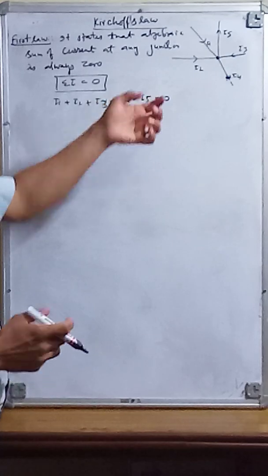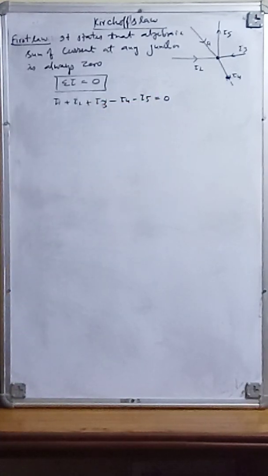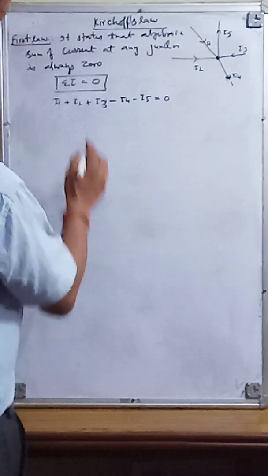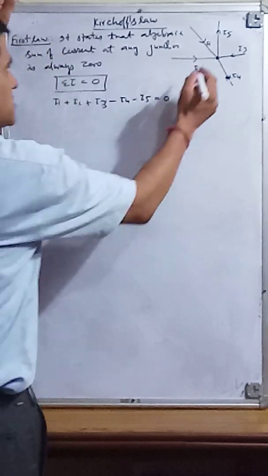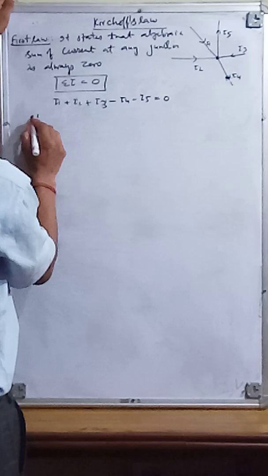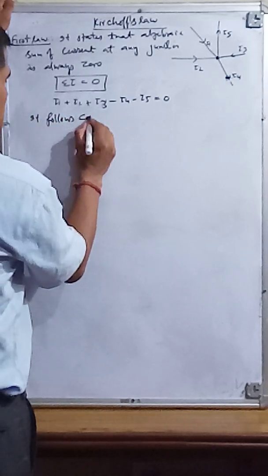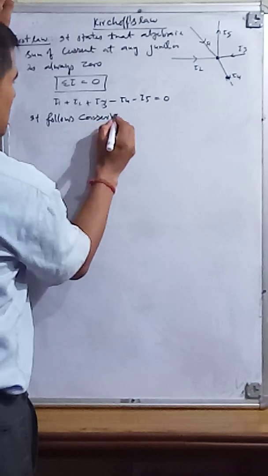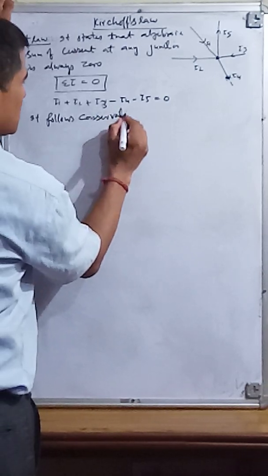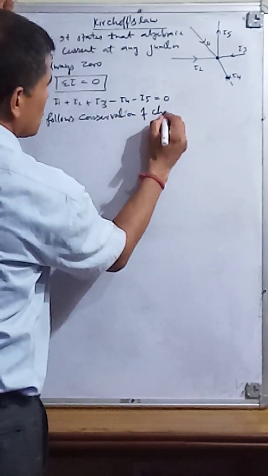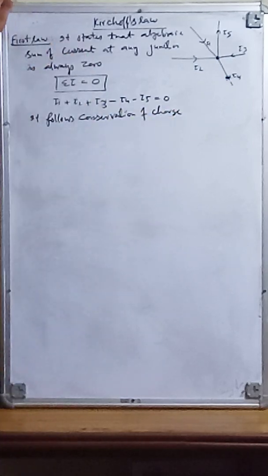Algebraic sum means we will take the sign. The current coming towards the junction we take as positive, and going out is negative. The importance is that this law follows conservation of charge. This is Kirchhoff's first law.